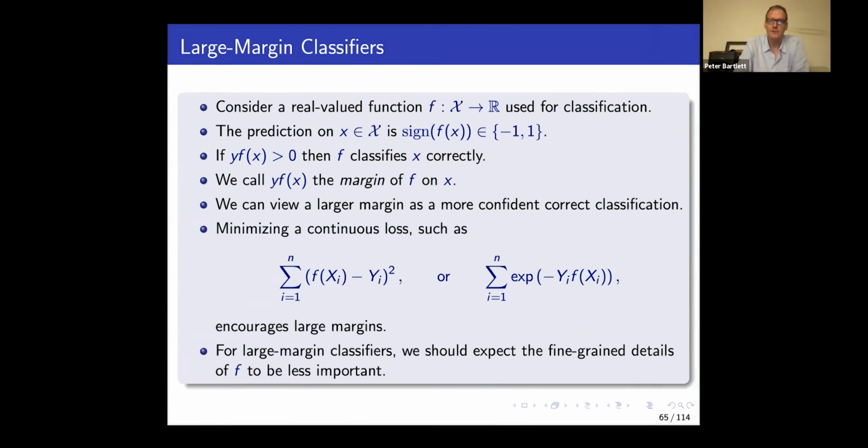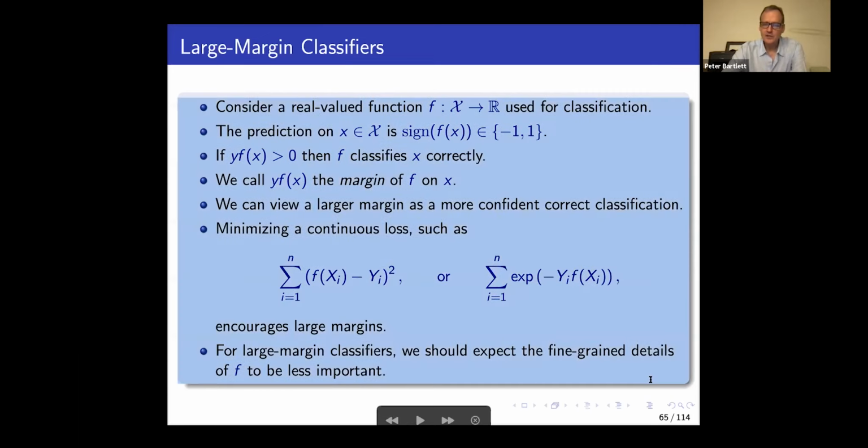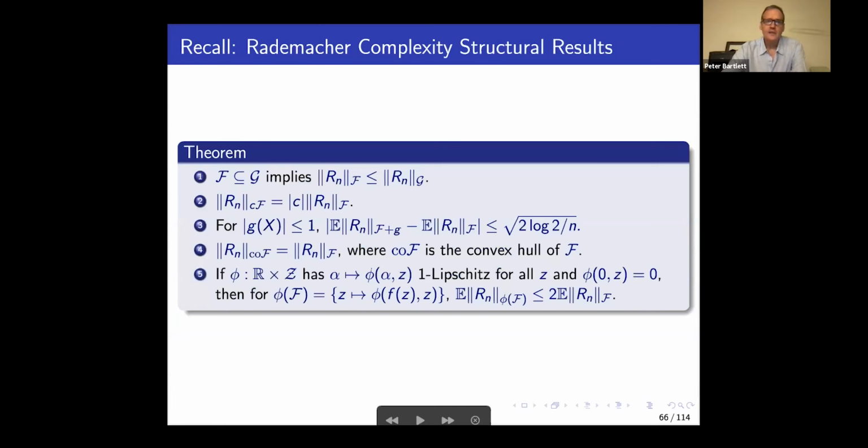They're encouraging large margins. And in such cases, we should expect the kind of fine-grained details of our functions to be less important. The sort of details that the VC dimension might capture perhaps shouldn't be so important if we're working with a loss like this. Okay, that's the intuition. Let's look at what kind of theorems we can prove.